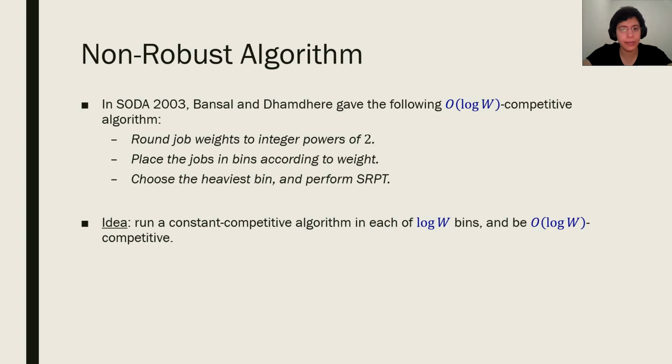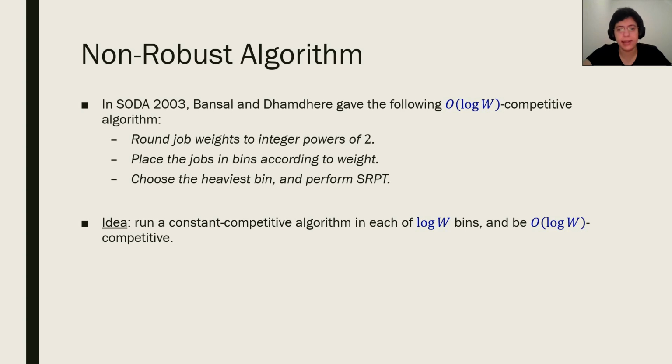Now, the previously known O(log W) competitive algorithm, due to Bansal and Dhamdhere, is the following. You round the job weights. When a job comes, you round its weight to an integer power of 2. Then you place the job in a bin according to the job's weight. Then you choose the heaviest bin and you perform SRPT on that bin.